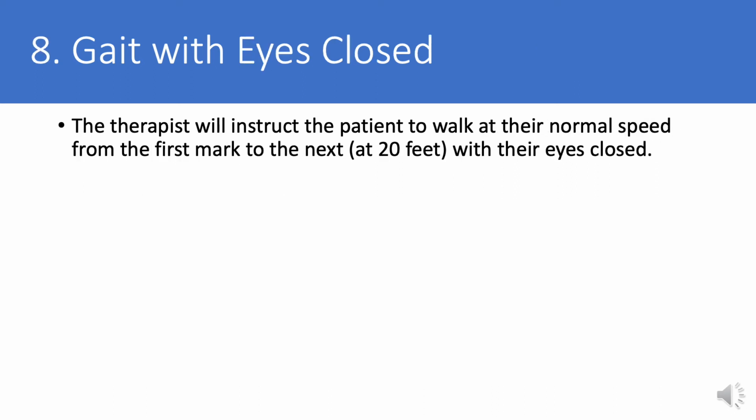The eighth assessment will have the patient walking with their eyes completely closed. So the therapist will instruct the patient to walk at their normal speed from the first mark to the next with their eyes completely closed. So they will have to assess their balance as they go from one marker, the beginning of the 20 feet, to the marker at the end of the 20 feet.